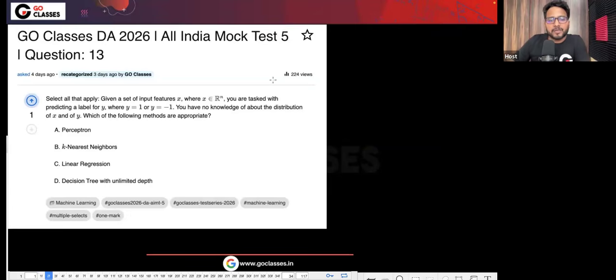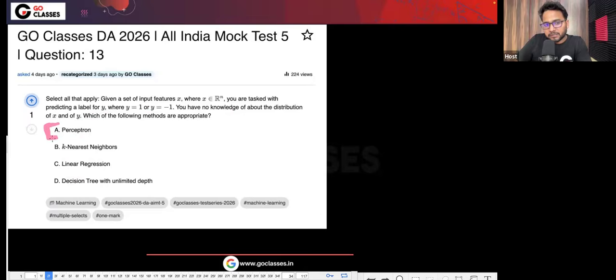In this question, they are saying that you have some input feature X, which is n dimensional, and you are asked to predict Y, where Y can be plus one or minus one. You have no knowledge of the distribution of X and Y. So which of the following methods are appropriate? Since you do not know the distribution of X and Y, that's why perceptron and linear regression will not be a good choice. Why? Because they are good only when you know that the decision boundary would be linear.